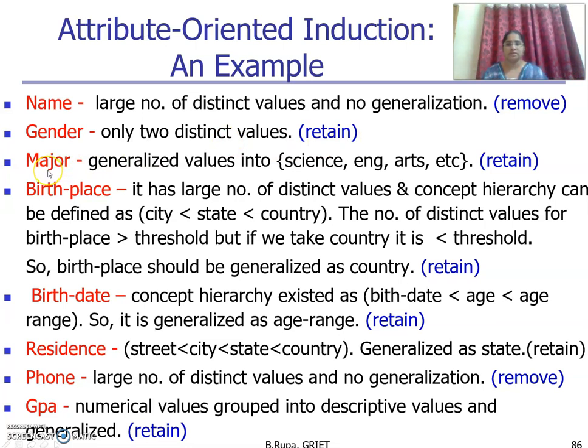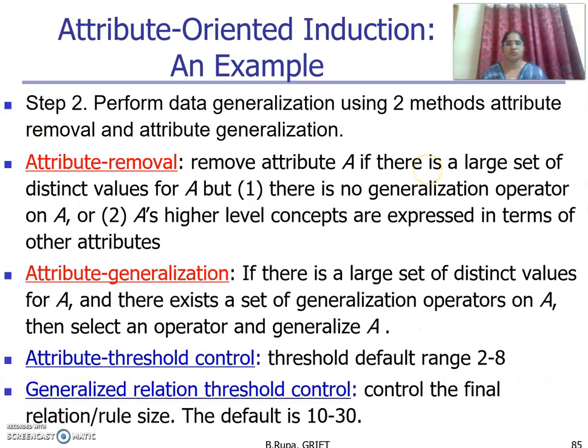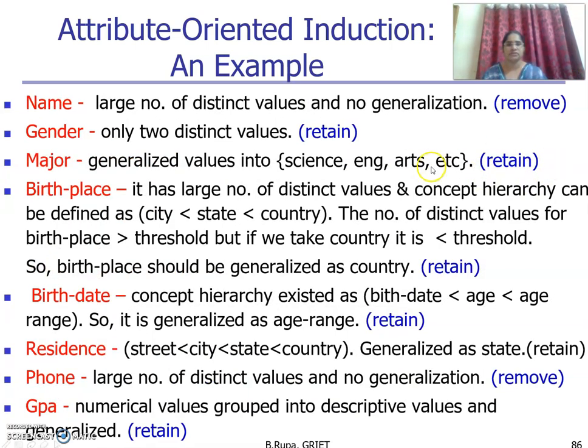For the next attribute, major, the generalized values are science, English, arts, etc. We can retain that one. Why? Because it does not reach the threshold value. The threshold value is 2 to 8, and it is not exceeding the threshold value, so we can retain that one.